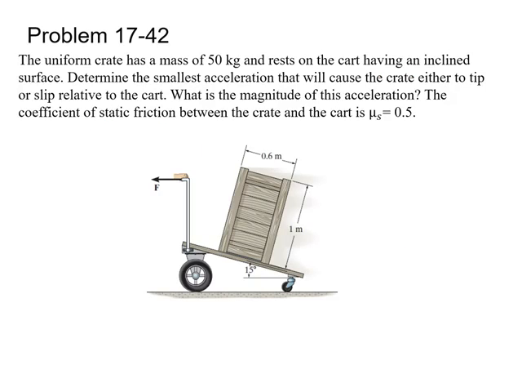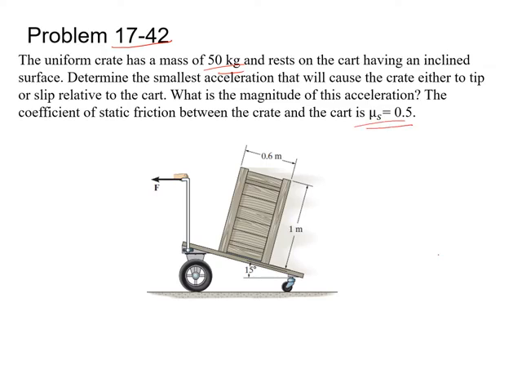This is another problem from your textbook, problem 17-42 from the Hibbeler textbook. The statement of the problem is: the uniform crate has a mass of 50 kg and it rests on the cart having an inclined surface. Determine the smallest acceleration that will cause the crate either to tip or slip relative to the cart. What is the magnitude of this acceleration? The coefficient of static friction between the crate and the cart is mu s equal to 0.5.